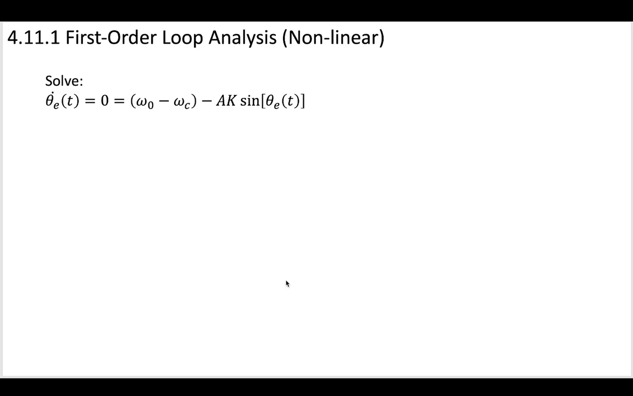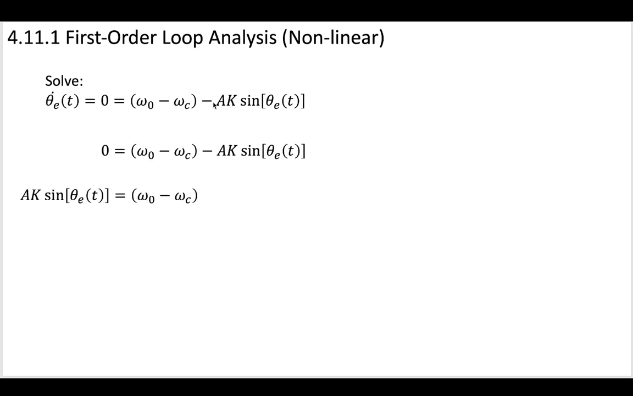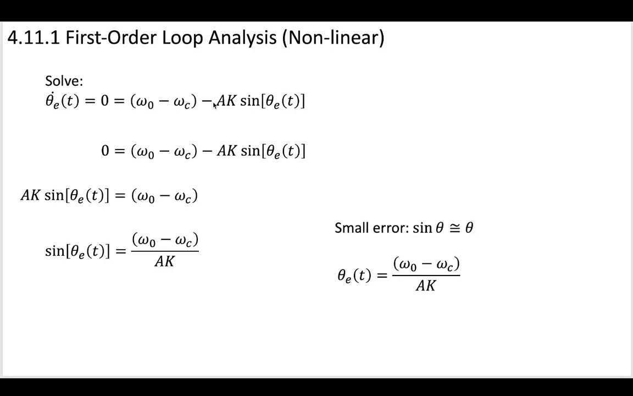So if we were to solve for the derivative of the phase error, basically just take the derivative of this and solve for it, we can then rearrange, move that sign over, and see that the sine of that phase error is equal to the difference between those frequencies over AK. And then if we recall our small error approximation, where sine of theta is about equal to theta, we can see that the error would be approximately equal to this when this is small. And so that's the same as our previous analysis when we assumed that the system was going to be linear.